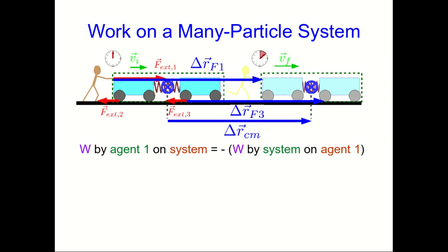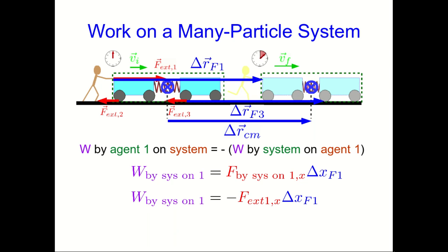But what we can do is go agent by agent. The work that agent 1 does on the system has to be the negative of the work that the system does on agent 1. That's conservation of energy. Any energy that agent 1 gives to the system must have been taken from agent 1. And so I can write the work by the system on 1 as a product of the force that the system exerts on 1 times the force displacement.